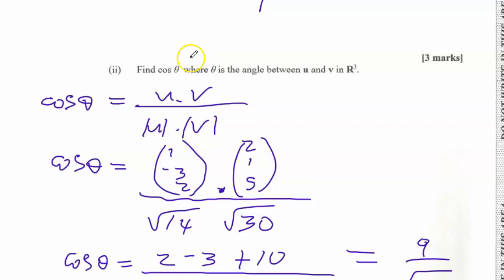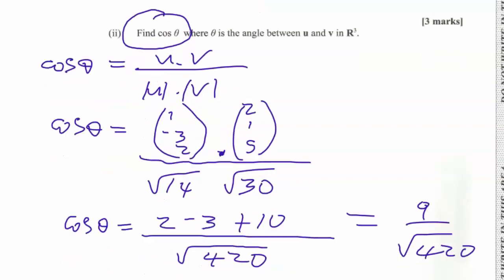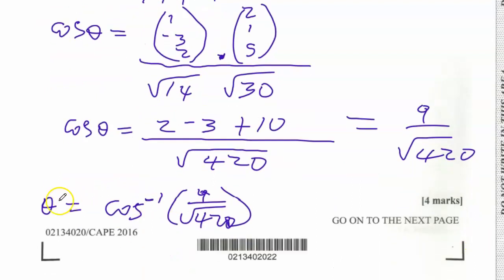Oh, I just saw that the question asked us to find cos theta. So we are not asked to find the exact value of theta, just cos theta. So we stop here. Cos theta is 9 over root 420.